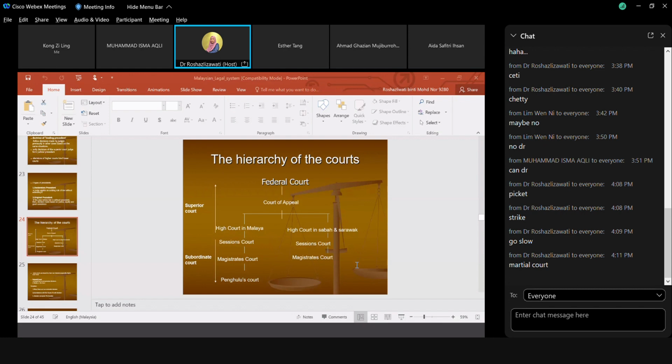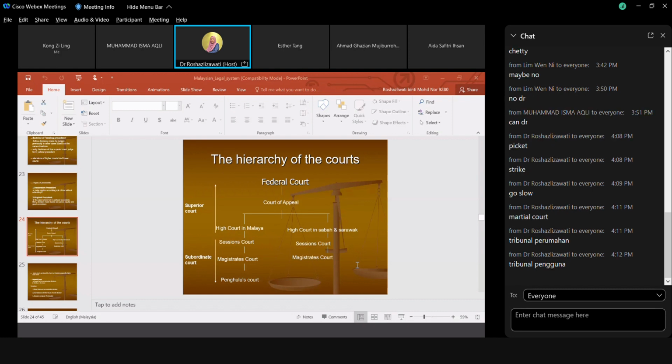Okay, mahkamah askar. And beside of this special court, we also have certain tribunals. We have tribunal perumahan, housing tribunal, and we also have consumer tribunal, tribunal pengguna. Jadi kalau kata beli rumah tak siap, boleh bawa tuntutan ke tribunal perumahan.